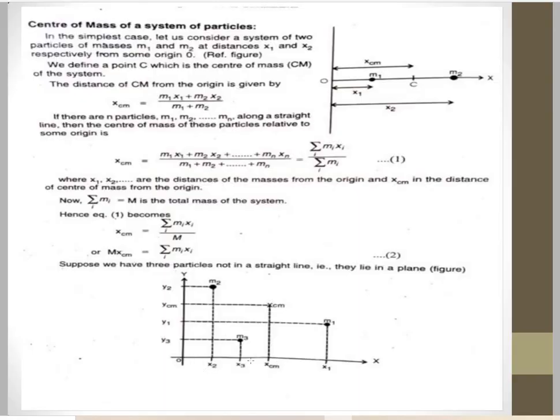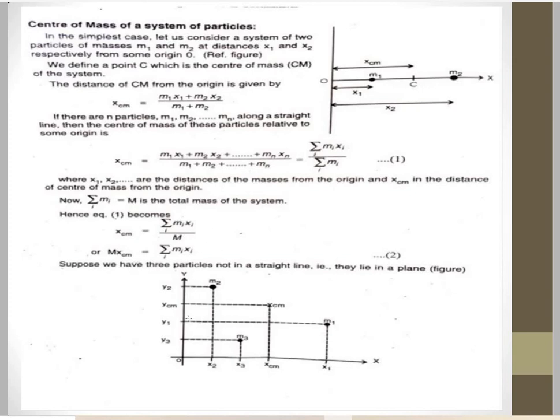Xcm can be found in this way, as we already discussed: xcm is given by m1 x1 plus m2 x2 plus etc. plus mn xn divided by m1 plus m2 plus m3 etc. plus mn. Similarly, ycm can be calculated from m1 y1 plus m2 y2 plus m3 y3 etc. plus mn yn divided by m1 plus m2 plus m3 plus etc. So from this xcm and ycm we can exactly find out the position vector of the center of mass. So this is the method.